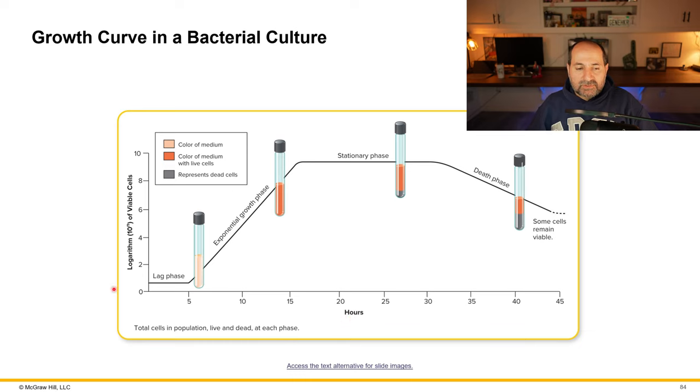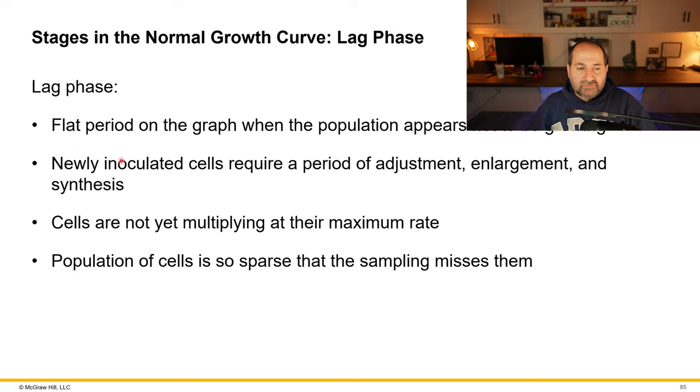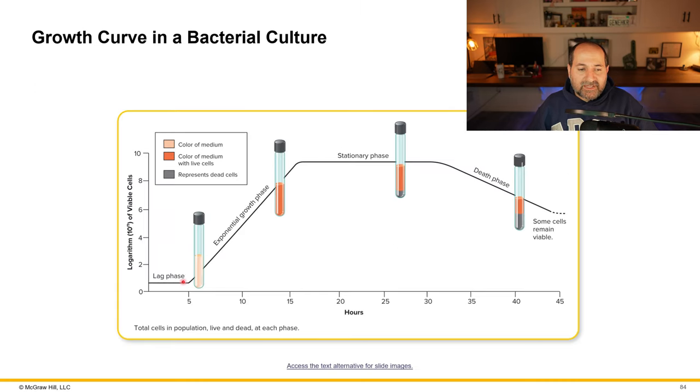So when I place this many E. coli into broth, at first, there's always what's known as a lag phase. During the lag phase, this is a flat period on the graph when the population appears not to be growing. This is because newly inoculated cells, remember I said I just added some E. coli to this environment, require a period of adjustment, enlargement, and synthesis. Cells just can't multiply at their maximum rate. So here, during the lag phase, the bacterium are becoming acclimated to their environment.